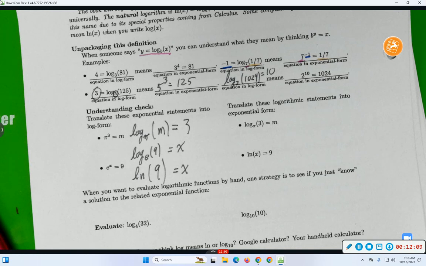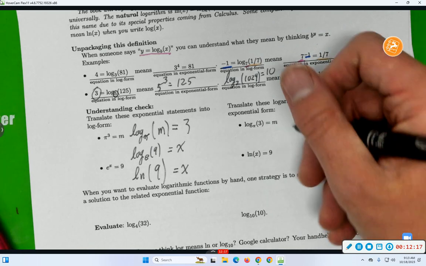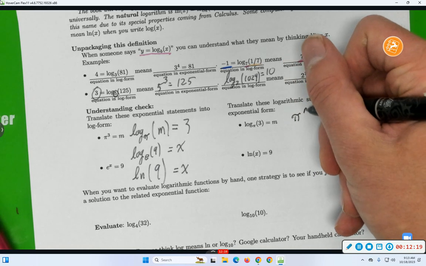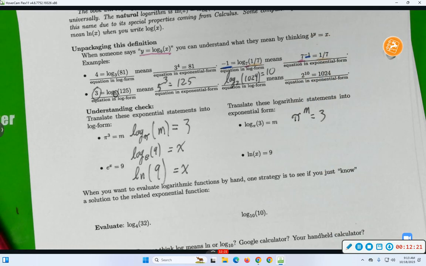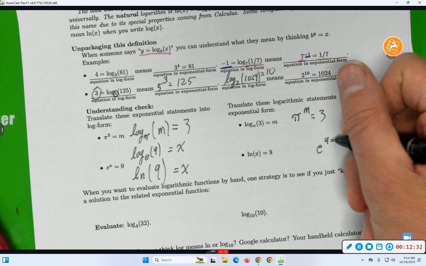All right, log base pi of 3 equals m. What does that become in exponential form? Pi to the power m equals 3. Natural log of x equals 9 becomes e to the 9 equals x.